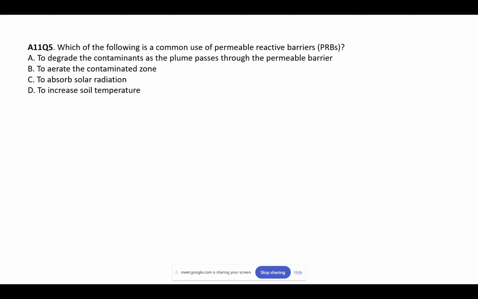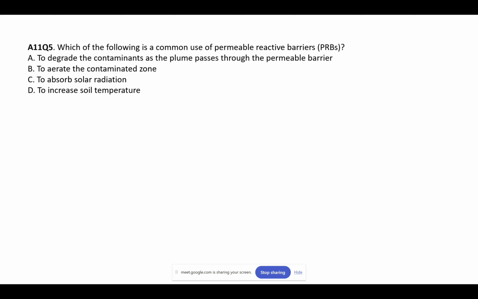So question 6 is, what role do phytoremediation plants play in soil remediation? The first option is they physically break down contaminants. B, they stabilize soil to prevent erosion. C, they absorb and accumulate contaminants and degrade them in the root zone or rhizosphere. Or D, they increase soil aeration.